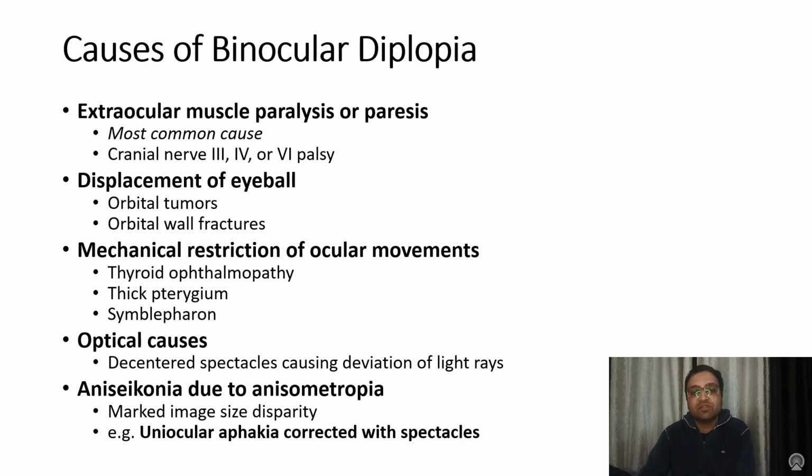Very important causes of binocular diplopia, these are usually asked in exams. Extraocular muscle paralysis is the most common cause, which occurs because of third, fourth, or sixth nerve palsy. Displacement of the eyeball, which can be caused by orbital tumors and orbital wall fractures. And mechanical restriction of ocular movements because of thyroid ophthalmopathy, thick pterygium, or a symblepharon. Optical causes, which include decentered spectacles causing deviation of light rays, and aniseikonia due to anisometropia, which is marked image size disparity occurring because of uniocular aphakia corrected with spectacles.